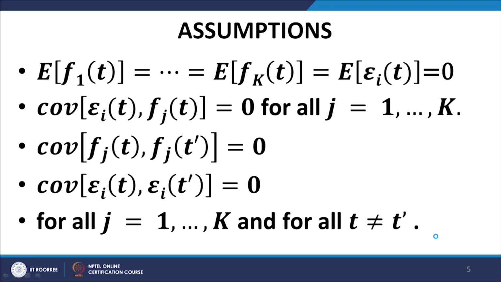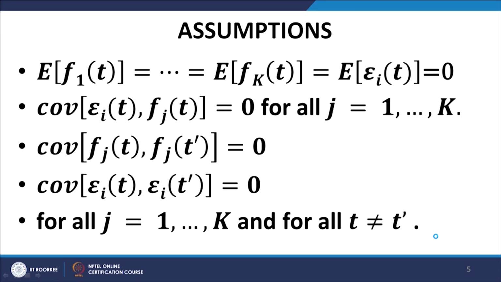The assumptions that go into this postulate are that the expected value of each of these risk factors as worked out at t equal to 0 works out to 0, and the expected value of the idiosyncratic shock also at the point t equal to 0 is equal to 0. All these values worked out at t equal to 0 for the period 0 to t work out to 0. The covariance between epsilon it and fjt is 0. That means none of the risk factors is correlated with the idiosyncratic risk. That is the assumption that we also make in the CAPM model.